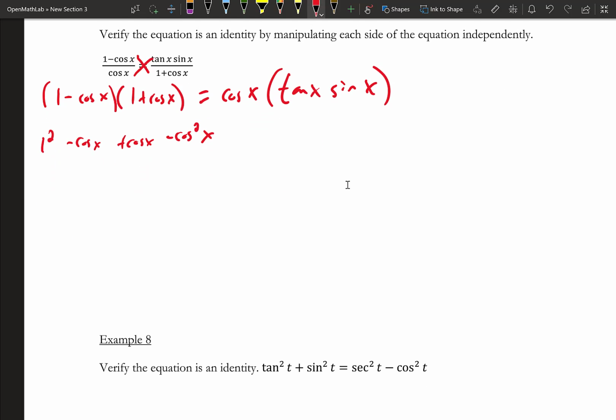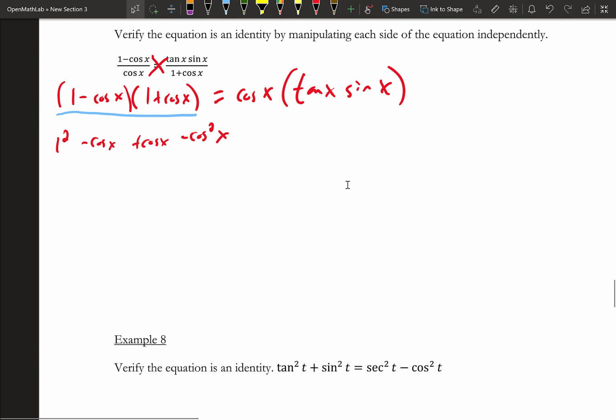So essentially I'm trying to work one side of the equation, right? So 1 squared minus cosine x plus cosine x minus cosine squared x. What we did is, like I said, just FOIL this left-hand side. Let me write that out a little better. Left-hand side equals this, right? So then this would be equal to 1 minus cosine squared x.